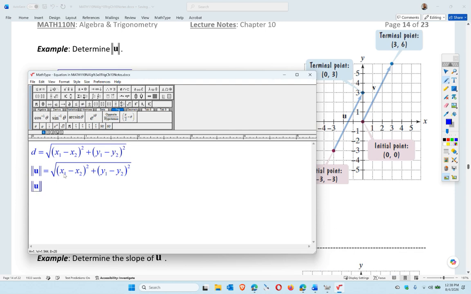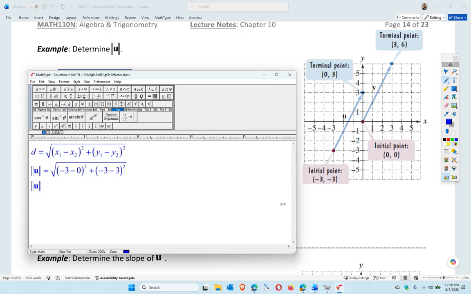So my x values, if I look over here, for this u, this is my u right here. I have -3, and 0, 3. So my x values are -3 and 0, and then my y values are -3 and 3.